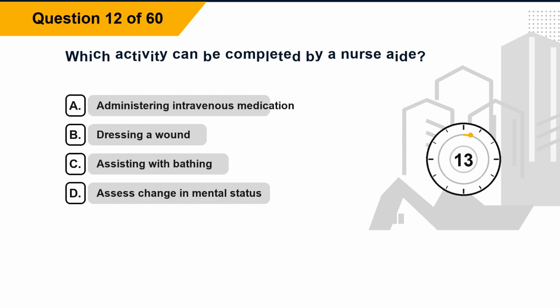Question 12. Which activity can be completed by a nurse aide? Option A. Administering intravenous medication. Option B. Dressing a wound. Option C. Assisting with bathing. Option D. Assess change in mental status.